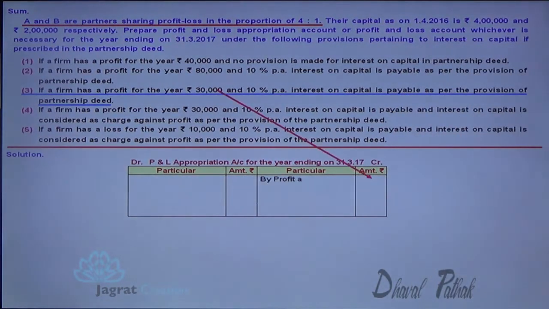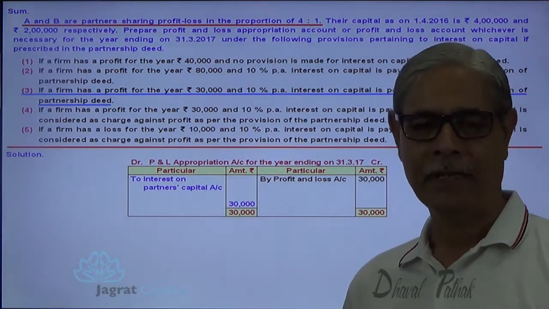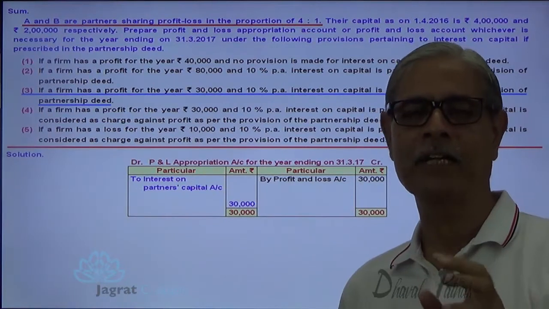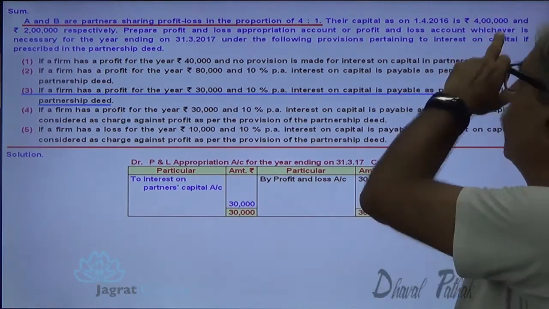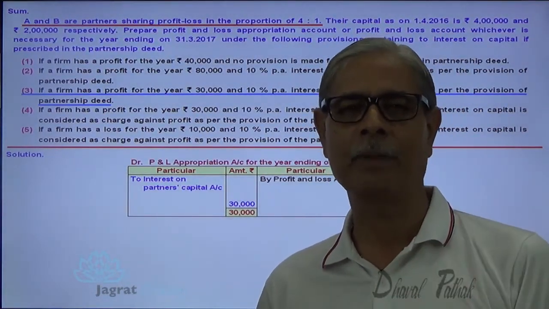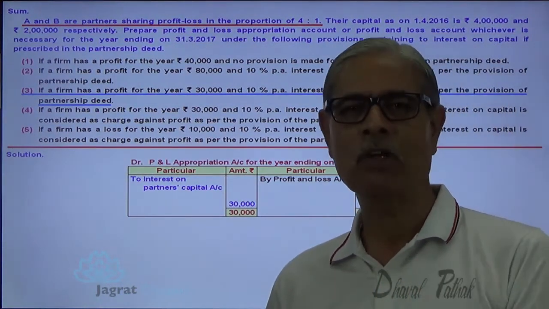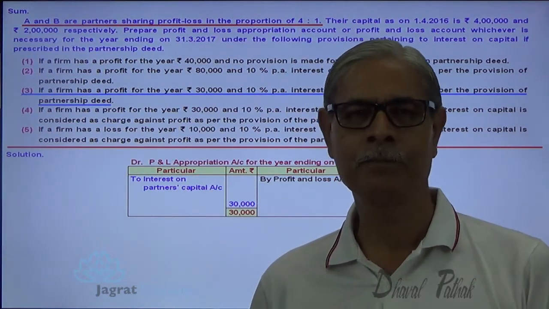So here the profit is 30,000. Notice that interest on capital is paid to the extent of profit available. So the total amount of interest on capital is not paid. Total interest on capital will be on 6 lakhs, because 4 lakhs plus 2 lakhs is 6 lakhs, and 6 lakhs into 10% is 60,000. So total interest on capital payable is 60,000, but we don't have sufficient profits to pay. So interest on capital will be paid to the extent profit is available.